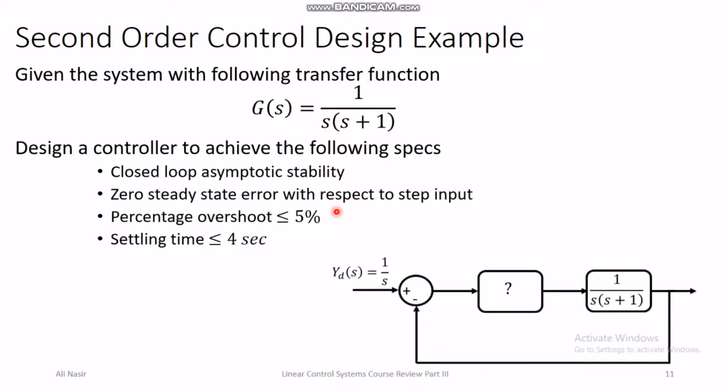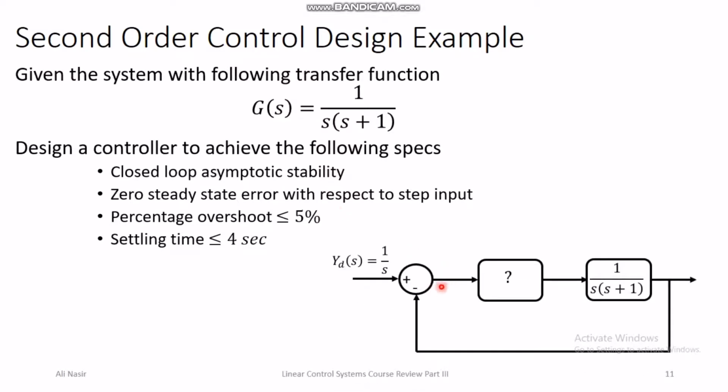And then this is the block diagram representing this problem, where you have the plant, the transfer function of the plant is given, the transfer function of the controller is to be determined, and the input to the system is a step input, rather unit step input, because there is one here.